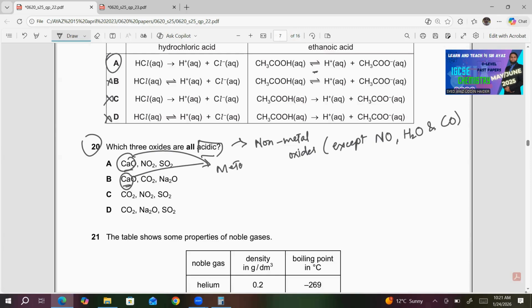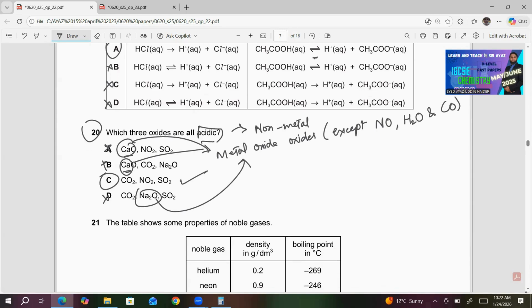Metal oxide. So no need to look at the other compounds or oxides. Automatically incorrect. What about C? All are non-metal. This looks correct to me. For convenience, I'm checking the last one also. Na2O is also a metal oxide. So C must be the right answer in this case.